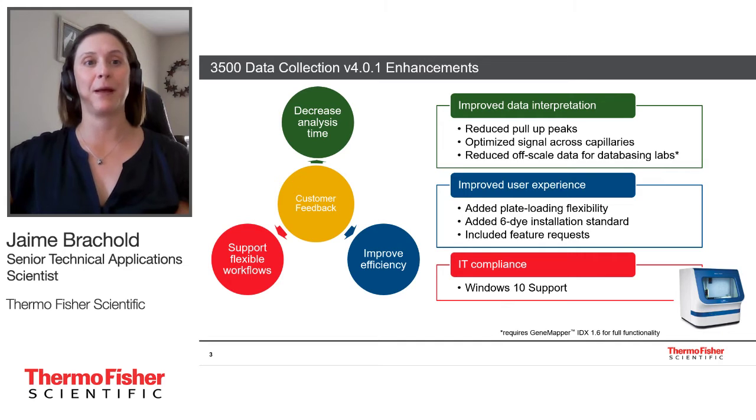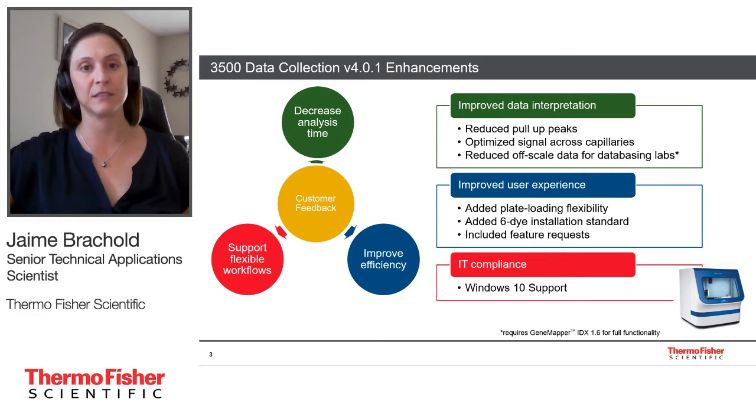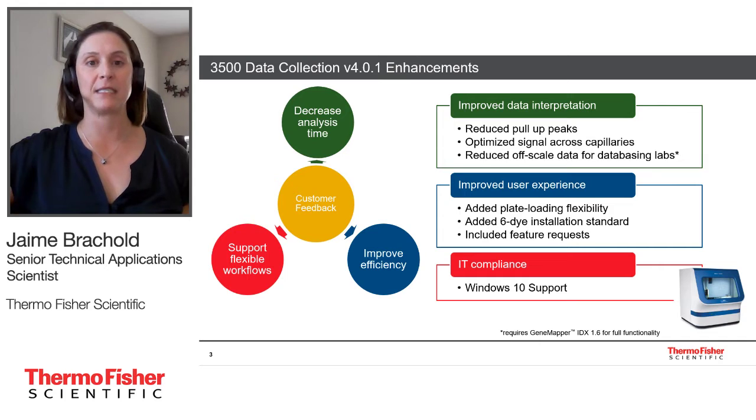So we'll get started talking about the new enhancements in the 3500 data collection software version 4.0.1. After taking in a lot of customer feedback since we first released the 3500 with data collection, we were able to include some great benefits with this newest version. As it relates to improved data interpretation, we did introduce an algorithm that will reduce pull-up peaks for Applied Biosystems chemistry, and this is what's going to be covered in a lot more detail in the upcoming slides.